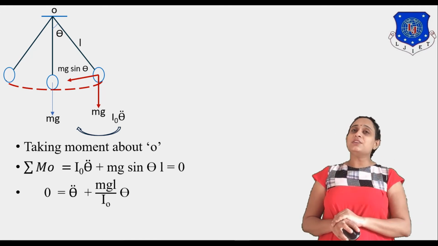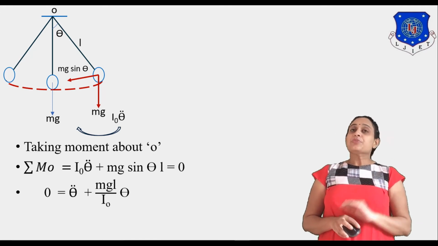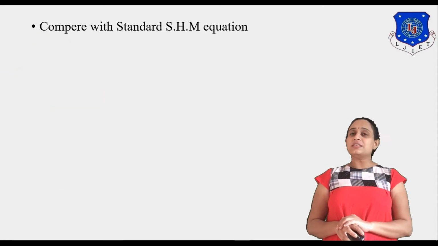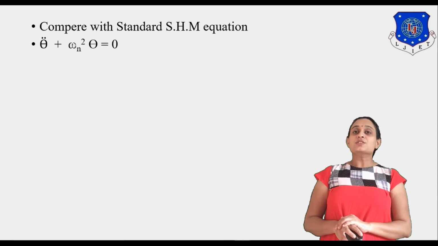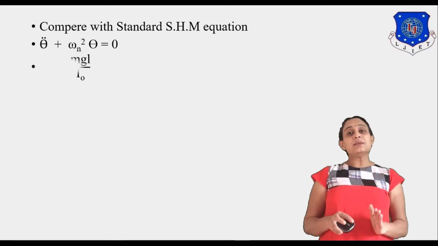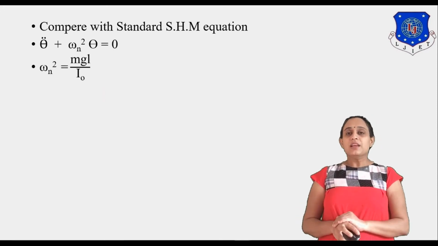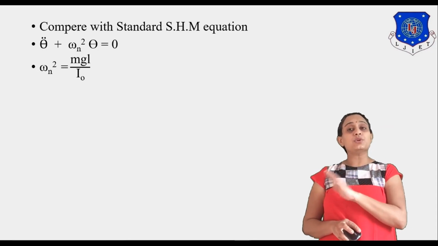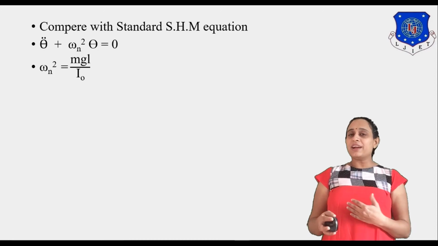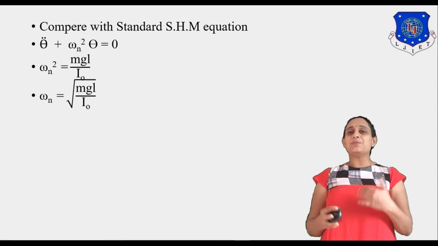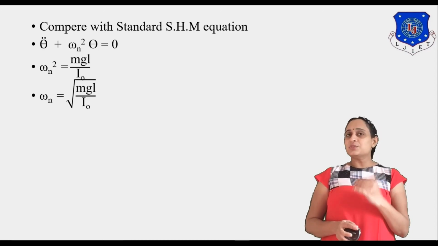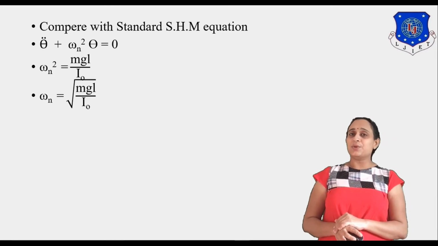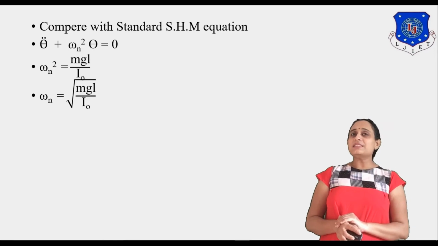Now, what is the I0 value? First of all, let us compare this equation with the simple harmonic motion equation. It is theta double dot plus omega n square theta is equal to 0. So what is our omega n square value? It is mgl upon I0. So what is omega n? It is under root of mgl upon I0.